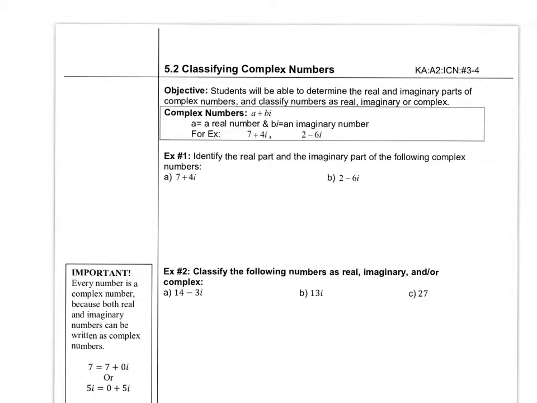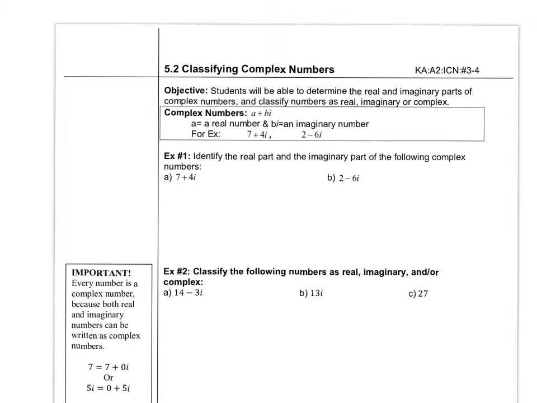This is what a complex number is. It's written in the form a plus bi, but all it means is some real number plus some imaginary number. So here's an example, 7 plus 4i, or 2 minus 6i, where the a, the 7, that's the real part, and the 4, that's the imaginary part. So here, the 2 would be the real, and the negative 6 would be the imaginary.